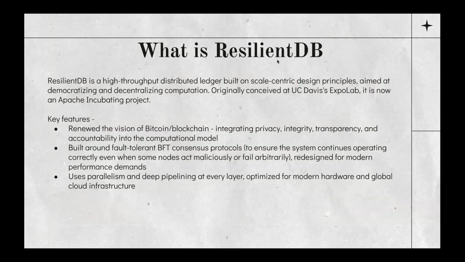So, what is ResilientDB? ResilientDB is a high throughput distributed ledger built on scale-centric design principles, aimed at democratizing and decentralizing computation. This is the system that ResTier is built on top of. It originated at UC Davis's Expo Lab, and it is now an Apache incubating project. Its core design uses Byzantine fault tolerance consensus protocols, and it handles modern scale, which makes storage management a critical concern as data accumulates.